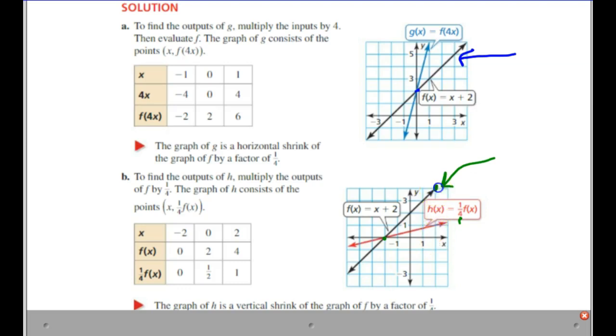My original y value was 4. Well, since I'm dealing with 1/4 right here, I know that this is going to be multiplied times that 1/4, or it's also the same as divided by 4. So my new y value is going to be 1.